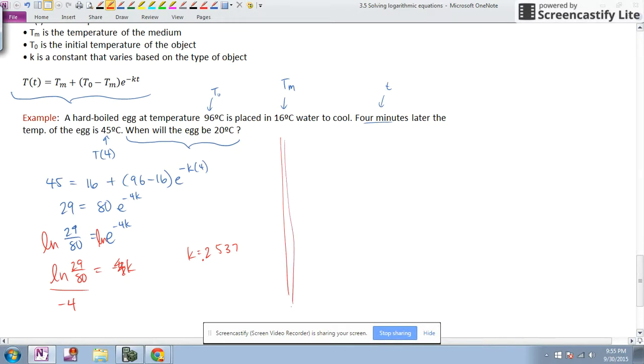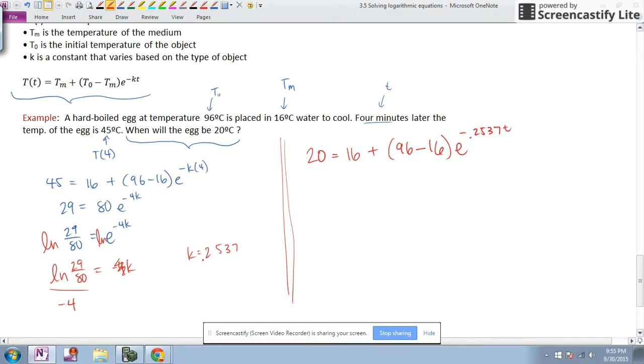Well, now we have a formula, right? We got the k value, so we know exactly what is going down. So now I can take it into the problem. When will this thing be 20 degrees? So it'll be 20 degrees when the medium, again, was 16. The initial temperature was 96 minus that medium. E to the negative k, well, we just learned that k was 0.2537, and t is time.